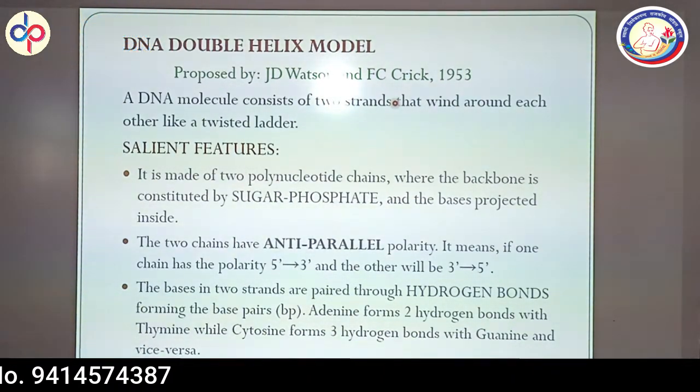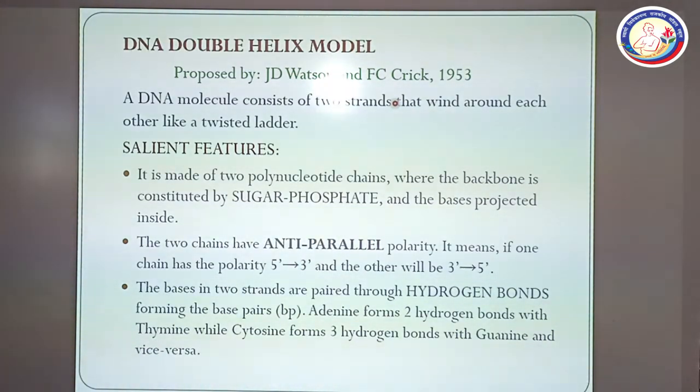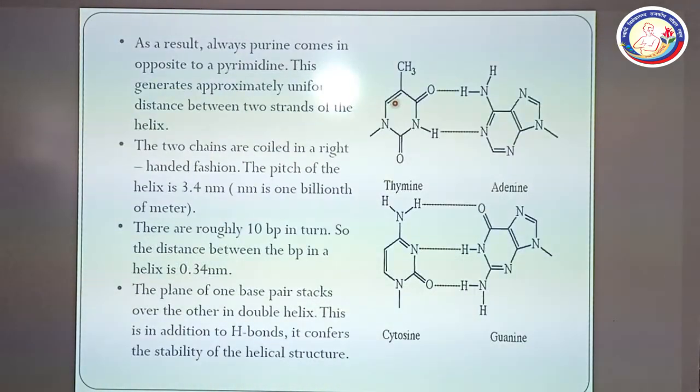The two chains have anti-parallel polarity. It means one chain has the polarity 5' to 3' and the other will be 3' to 5'. The bases in two strands are paired through hydrogen bonds, forming the base pairs. BP means base pairs. Adenine forms two hydrogen bonds with thymine, while cytosine forms three hydrogen bonds with guanine and vice versa. You can see the important figure here.